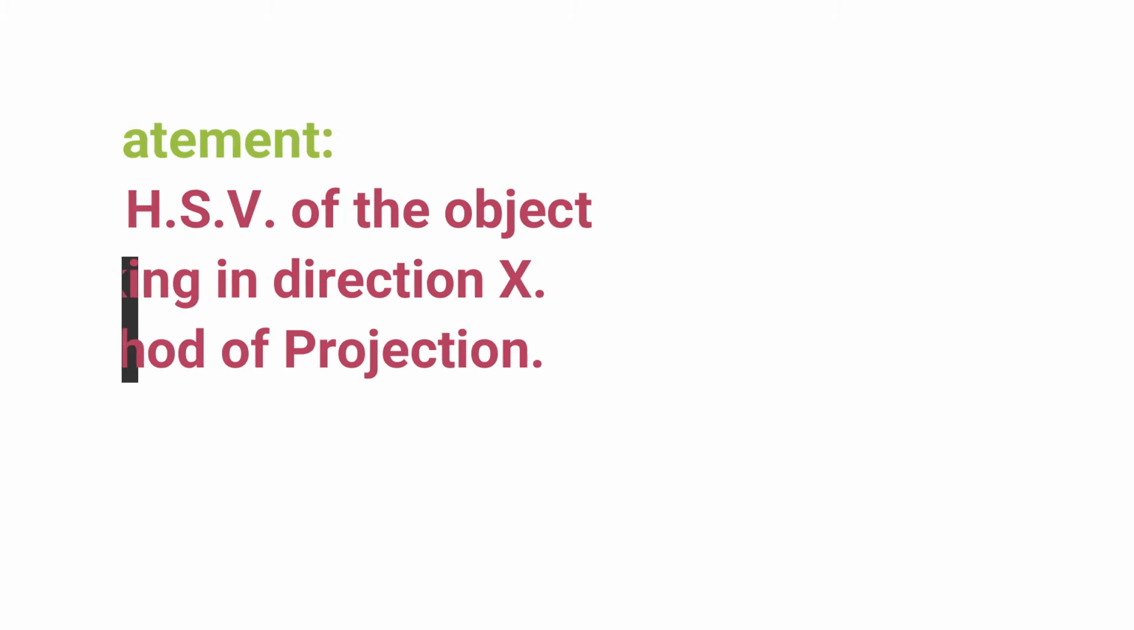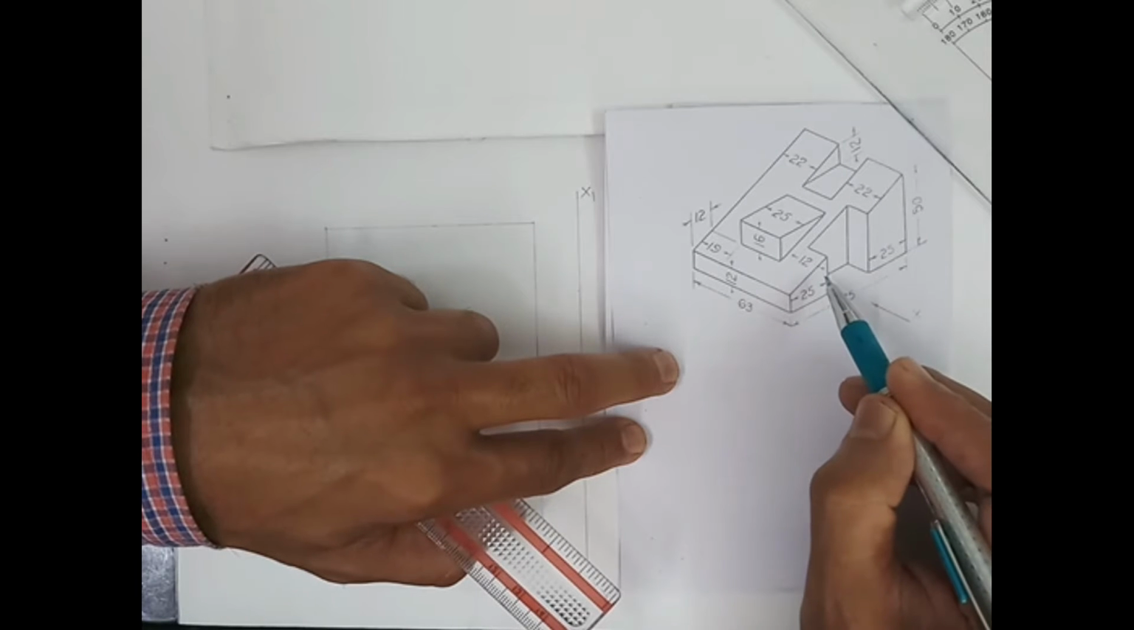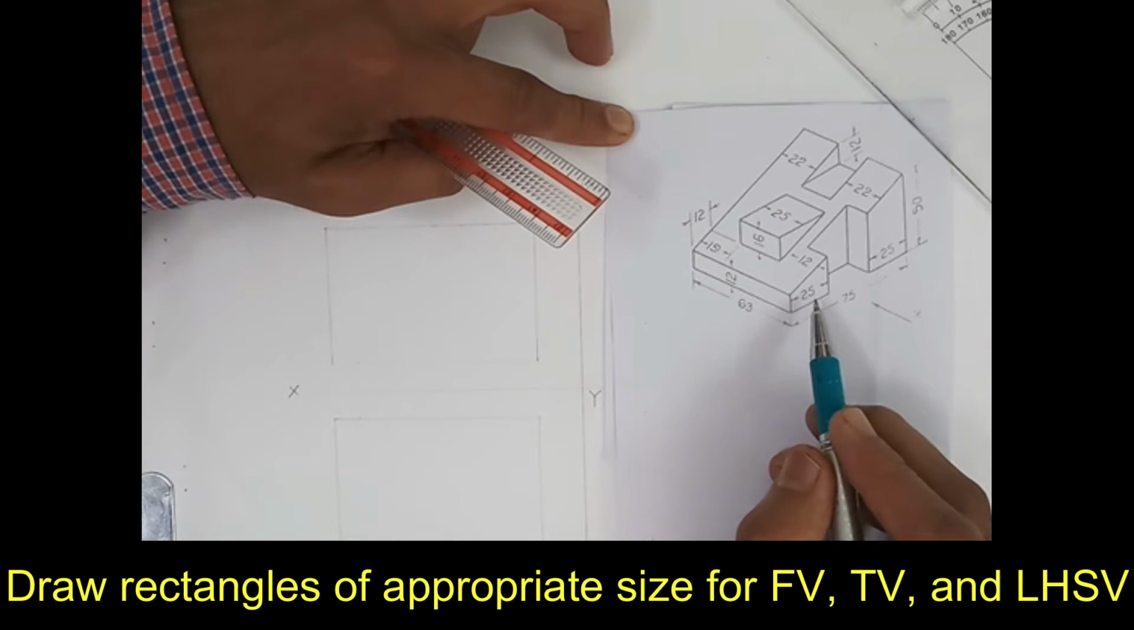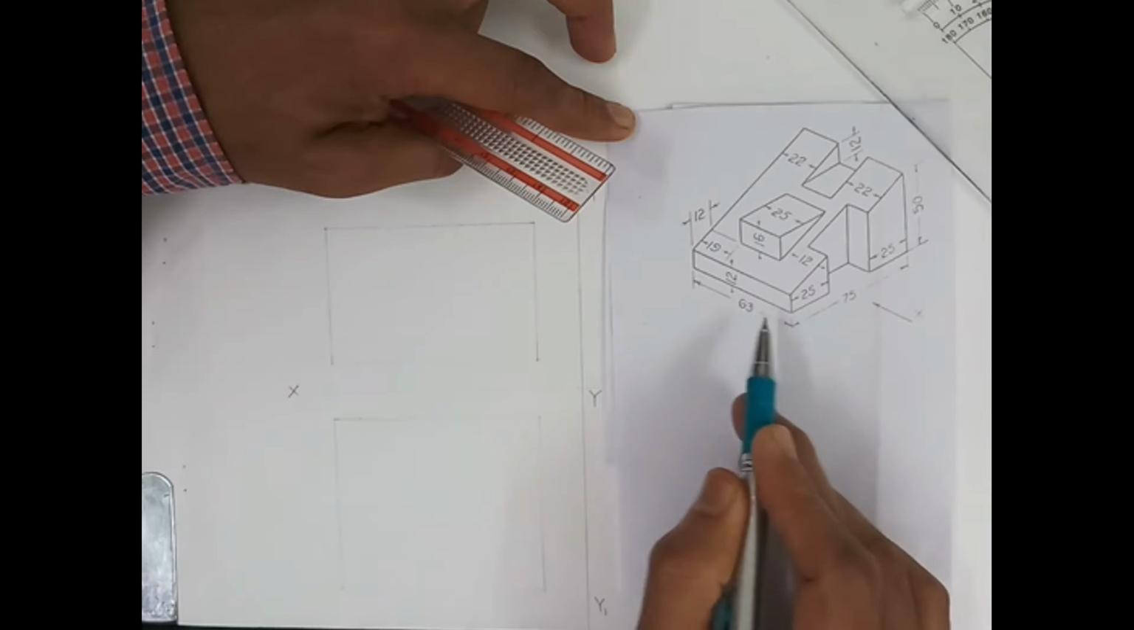The problem statement is: draw the front view, top view and left hand side view of the object shown in the figure, looking in direction X. Use the first angle method of projection. The first step is to draw rectangles of appropriate sizes for the front view, top view and left hand side view.